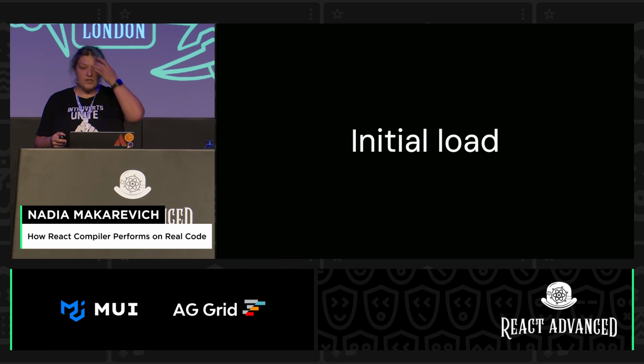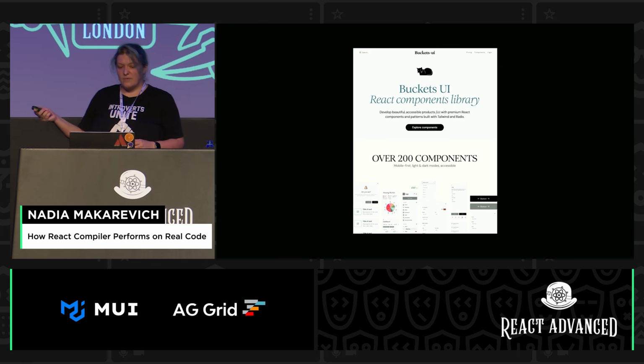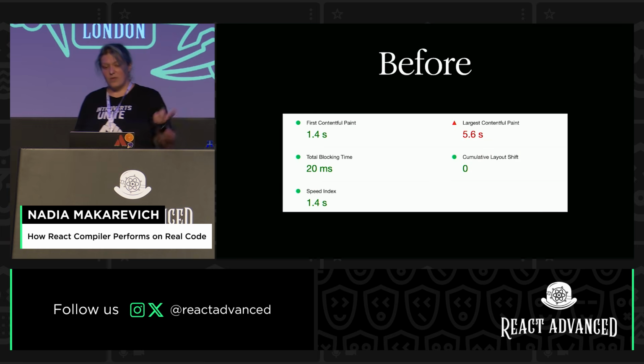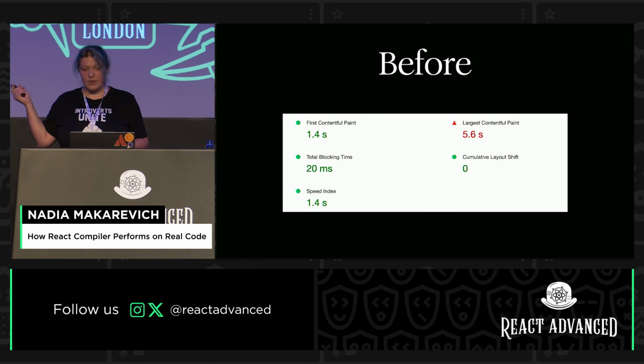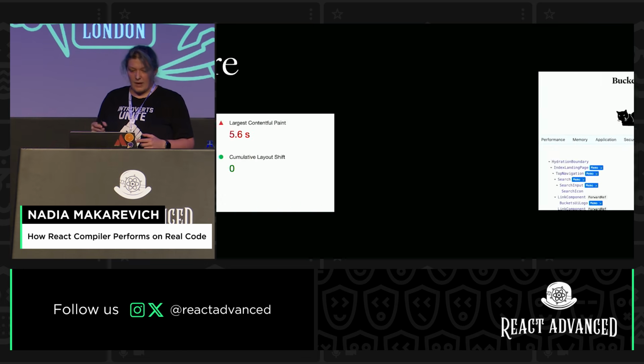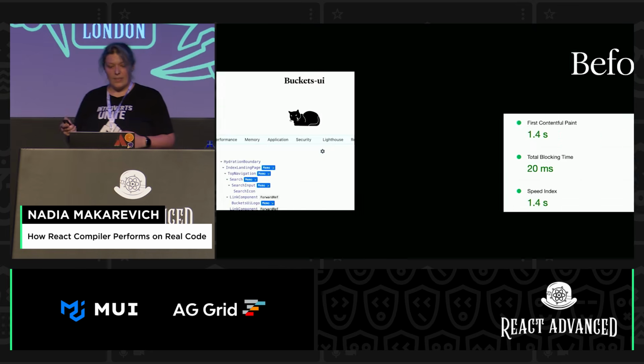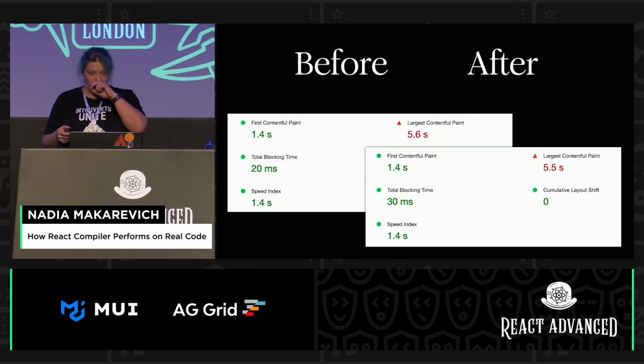Okay, so first question to answer: how does the compiler affect initial load? First page to measure is the initial landing page. It's beautiful and actually quite long. Before the compiler, the results were like this. Almost everything is green except for one red thing. I will fix it later. Now with the compiler, I have lots of memos. That means the compiler is working. And here are the stats.